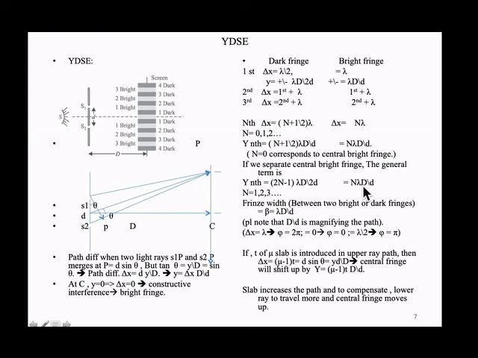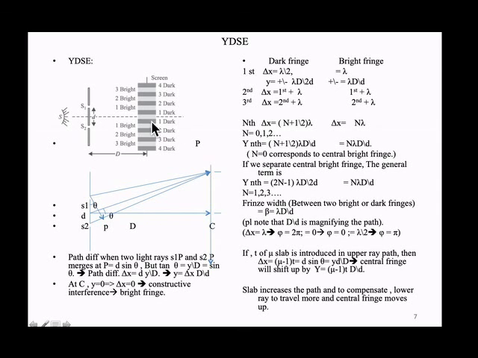Suppose I want the 10th bright fringe. From here, simply I can put 10 here: 10 lambda D by d. Here, if I want to put the 10th dark fringe, so 2 times 10 minus 1, by 2d. So I have to give that much as the y distance.